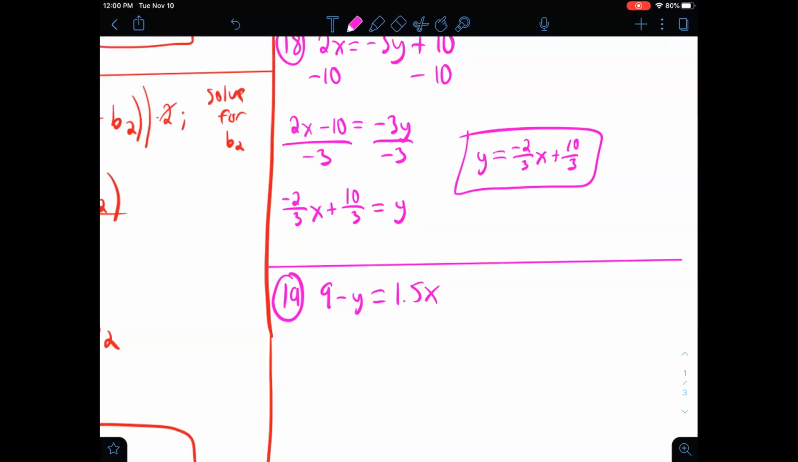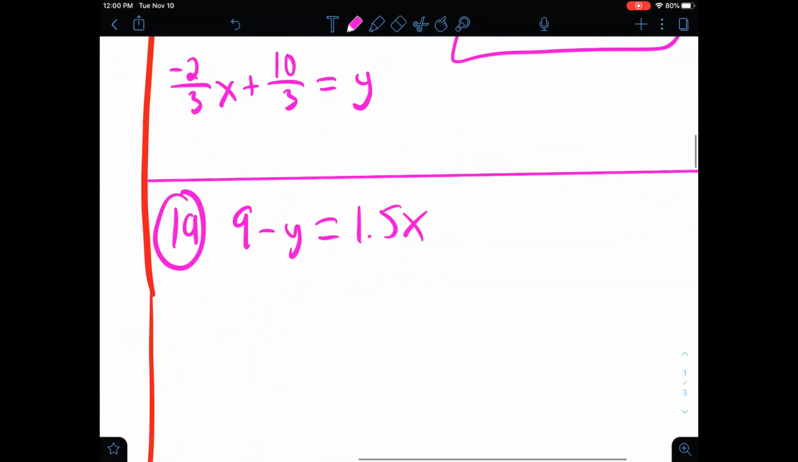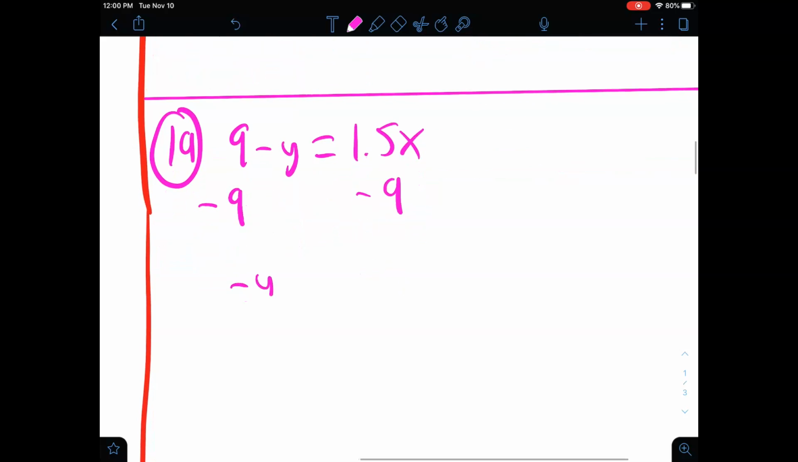All right, moving on. Number 19, we have 9 minus y equals 1.5x. So we need to get y by itself, so how do we do that? What are we going to do? We're going to subtract 9 from both sides. We're going to get negative y equals 1.5x minus 9, put the x in front.